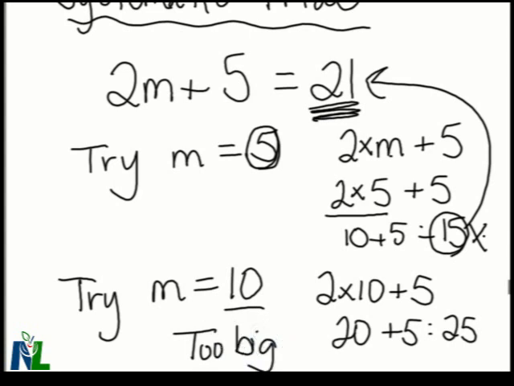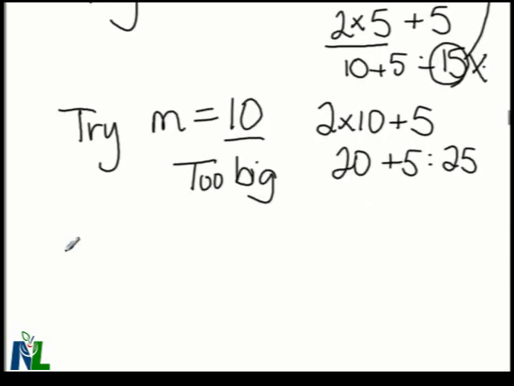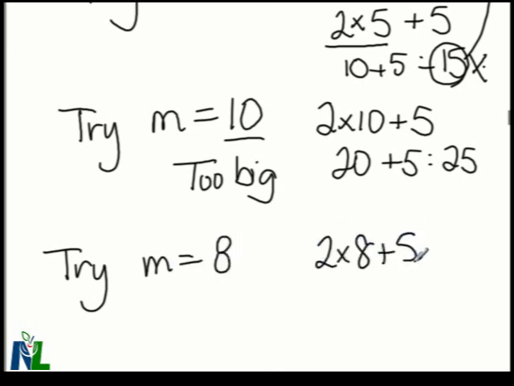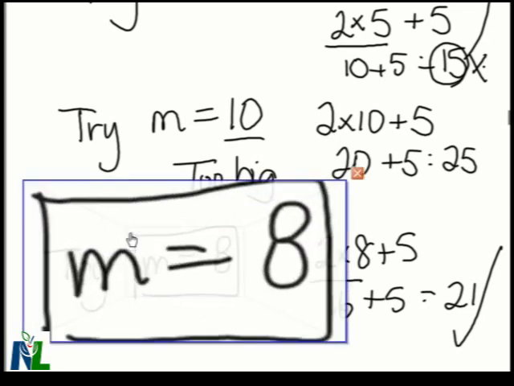So we'll try a number a little bit smaller than 10. We could try 9, we could try 8, 7. I'm going to try 8 and see if that one will work. So we're going to do 2 times 8 plus 5, and that's going to be 16 plus 5, which is 21. That one worked. So our answer must be m equals 8. Okay, so that is how we use trial and error, or it's called systematic trial, to solve an algebraic equation.